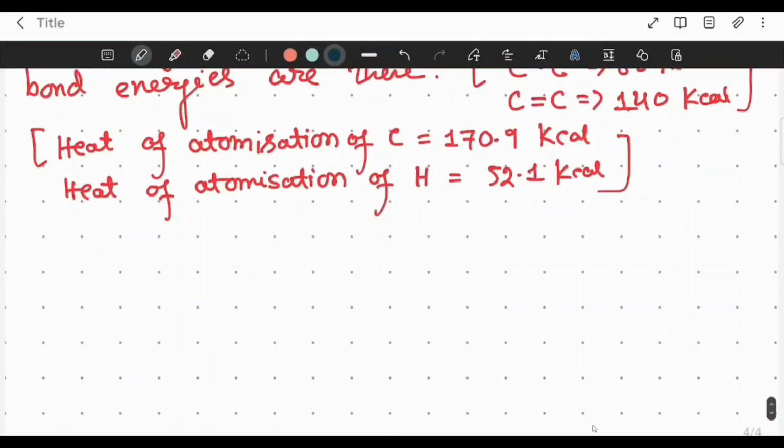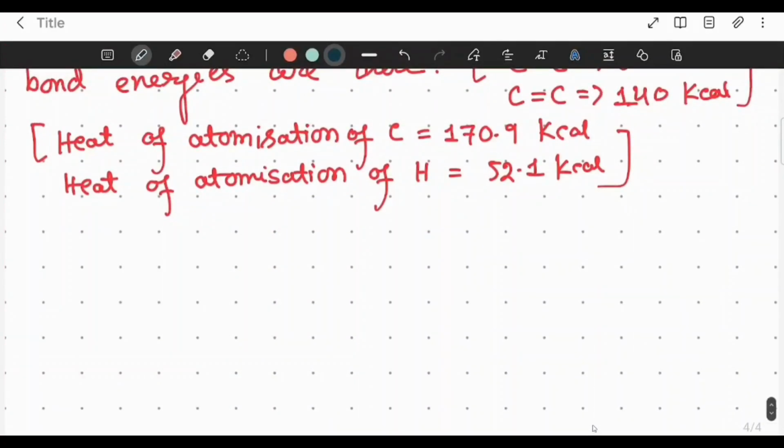So heat of atomization means the amount of heat required to form that atom, construct that atom. You can think like that. Here, the heat of atomization of carbon is 170.9 kilocalorie. That means you can think that for creating or generating one carbon atom from any other species, we don't know, we need 170.9 kilocalorie. Okay, so that is the heat of atomization. While solving the question, you can understand this very clearly.